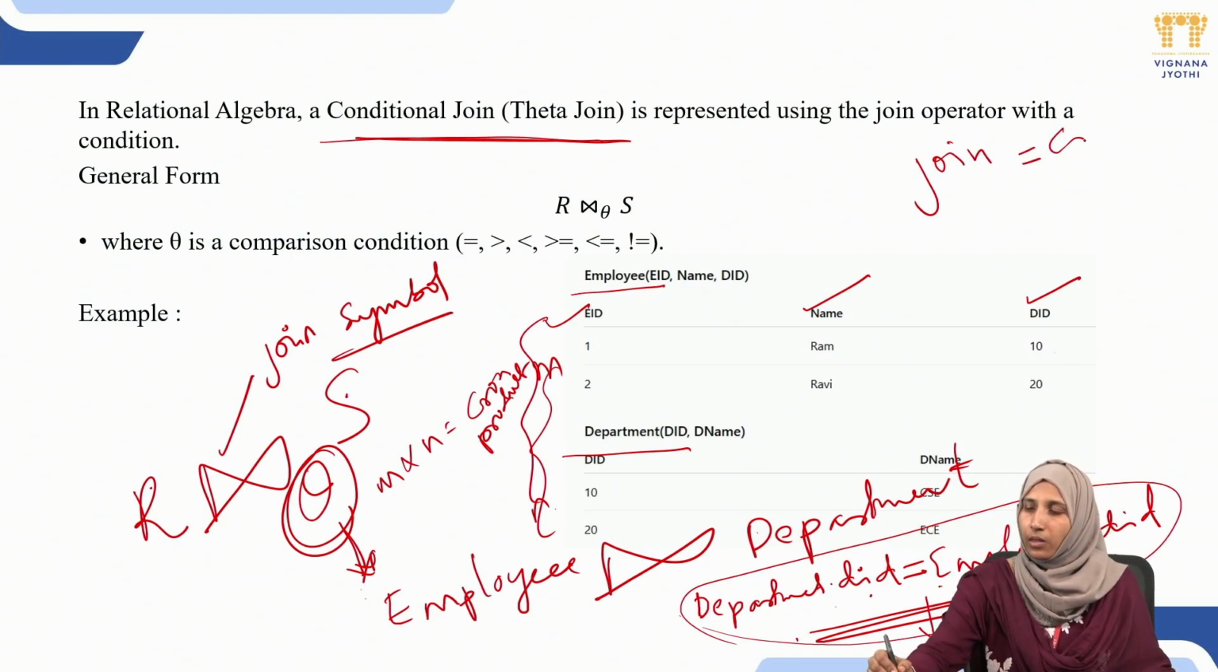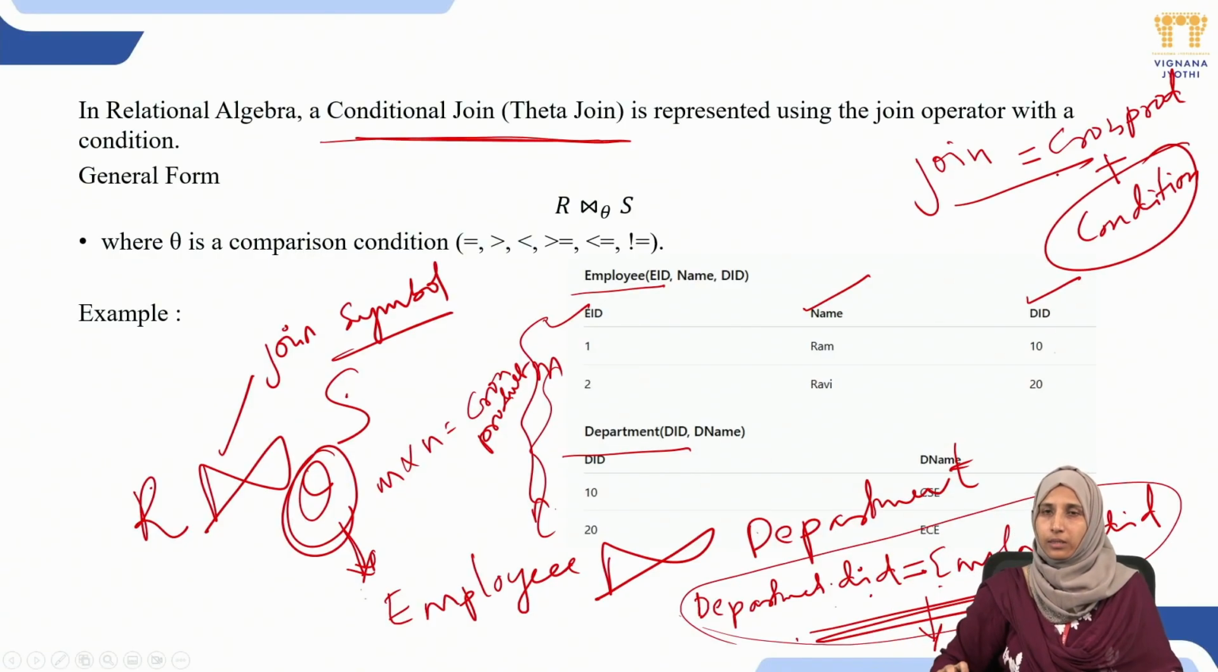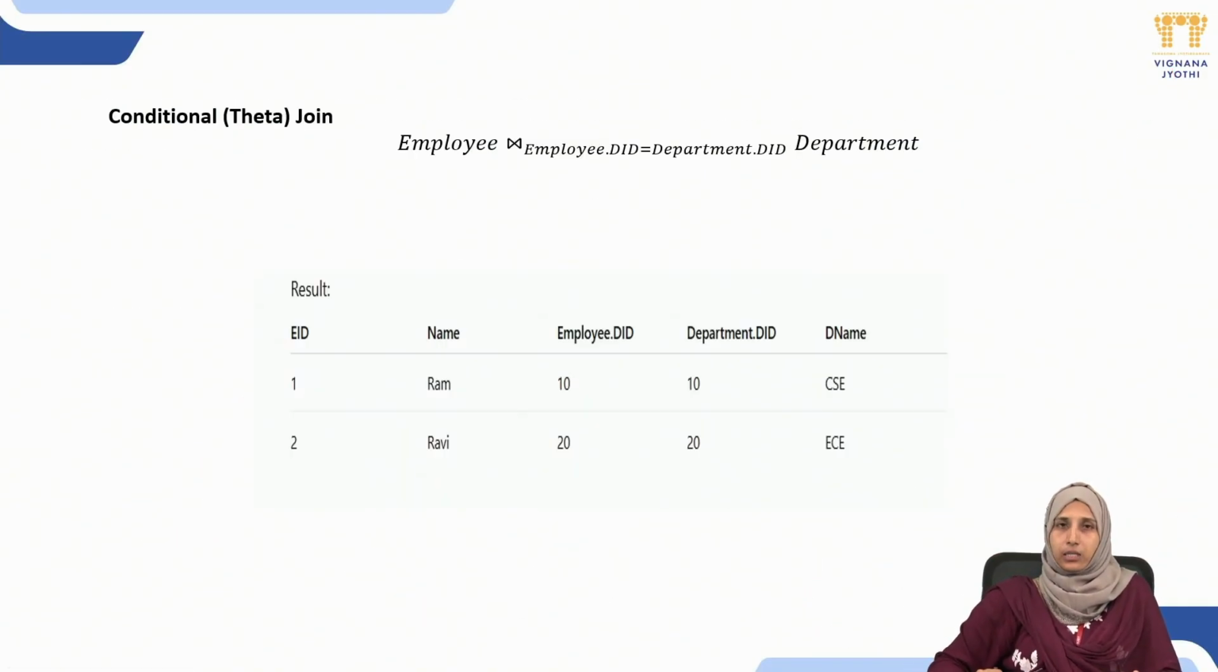Join is nothing but cross product plus some condition. If you skip this condition part, then join is equal to cross product. So that thing you remember. Whenever you are applying some join, there must be some condition and there must be some common column between the first table and the second table. See an example for conditional join.